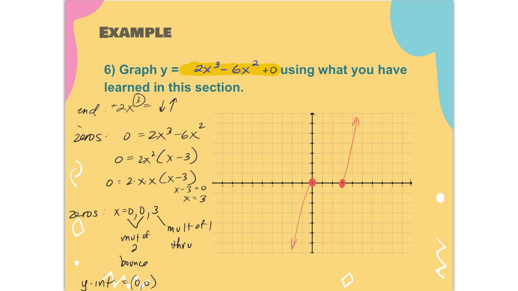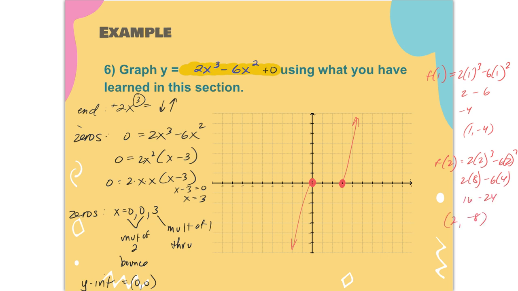So I'll plug in 1 and I'll plug in 2. When x is 1, I'm going to have 2 times 1 cubed minus 6 times 1 squared. So that's 2 minus 6, so negative 4. So 1, negative 4. And then I'll plug 2 in, and I'm going to get 2 times 2 cubed minus 6 times 2 squared. That's going to be 2 times 8 minus 6 times 4, 16 minus 24, or minus 8. So 2, negative 8.